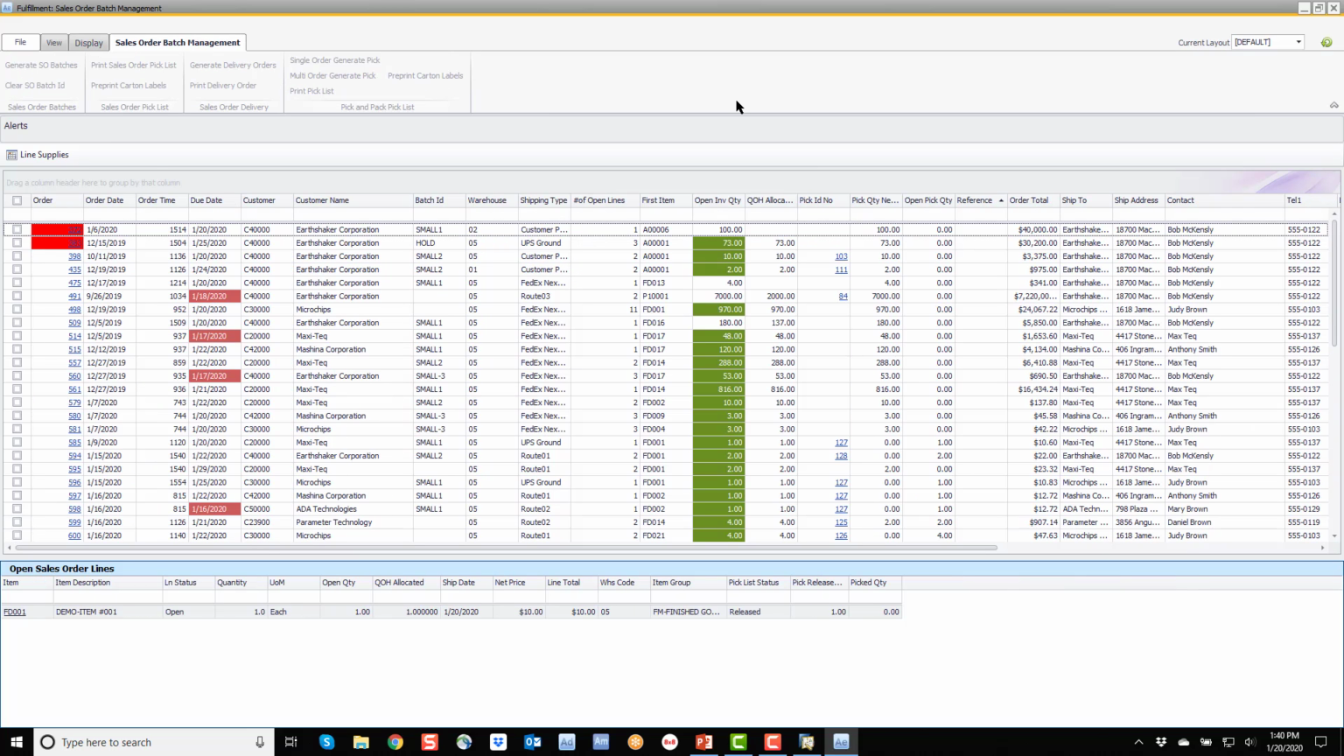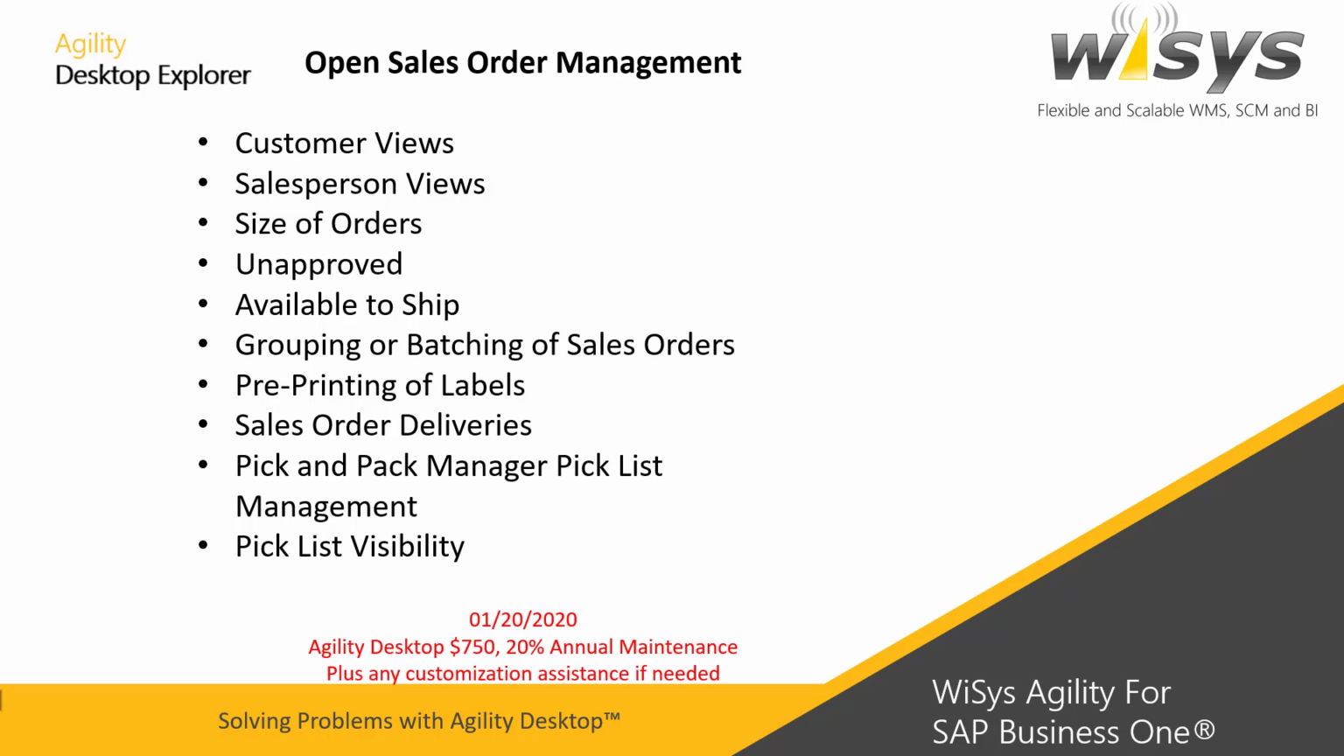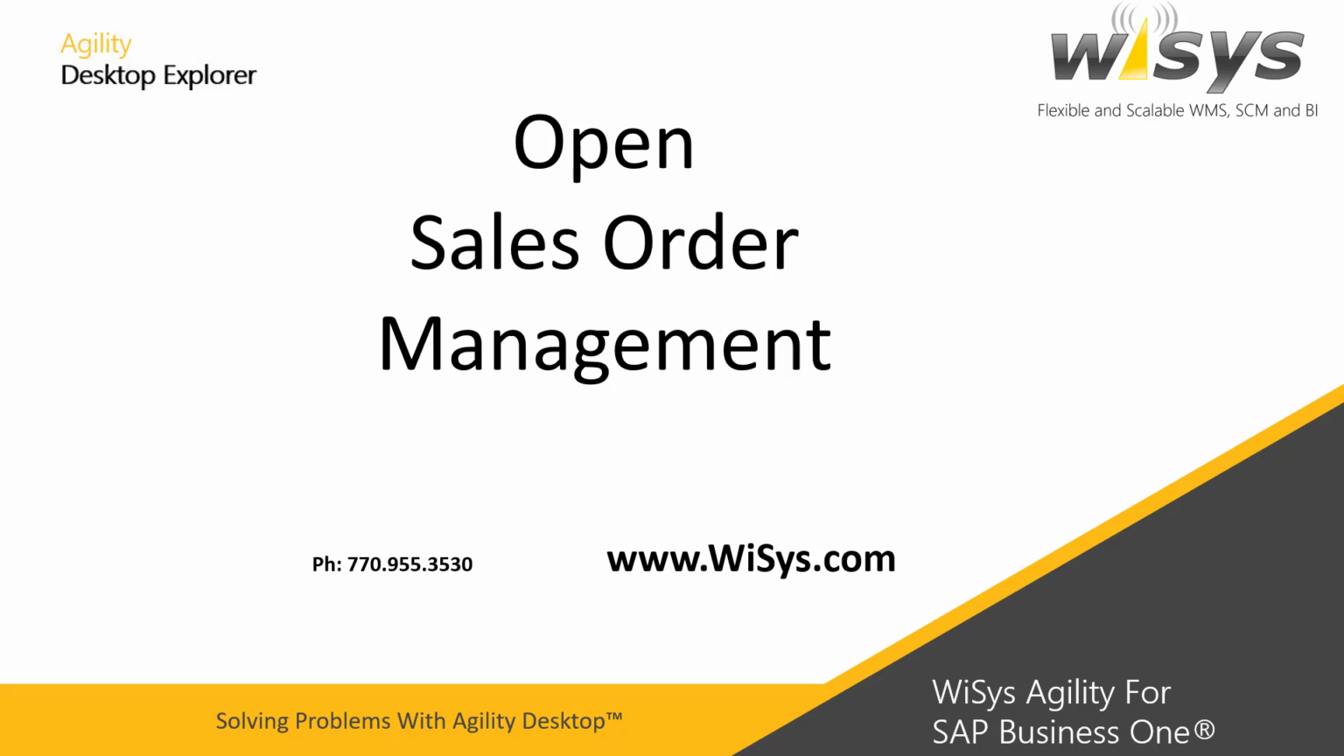So this process grid could be used to just look at orders all different ways, start grouping orders for wave and batch picking, actually generate pick and pack manager pick lists if desired. It could be integrated with our Agility labels prior to any shipments, mass print labels. We can also print labels right within our Agility handheld devices too. So this is an easy way to assist in managing open sales orders with our Agility desktop solution and our sales order batch management grid. This concludes our video solving problems with Agility desktop open sales order management.